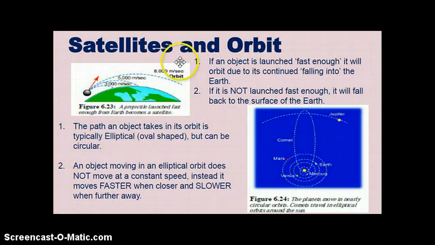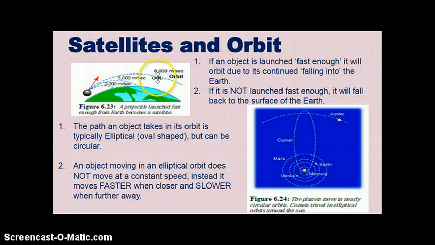So objects orbit. We call them satellites. This is still an extension of projectile motion. The path an object takes in its orbit is typically elliptical or oval shaped, but it can be circular. An object moving in an elliptical orbit does not move at a constant speed. Instead, it moves faster when it's closer and slower when further away.